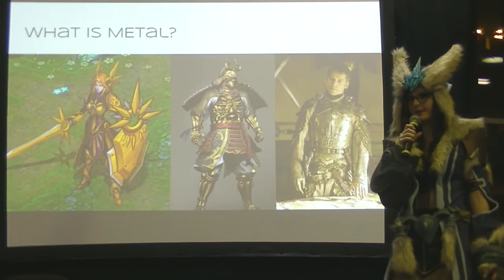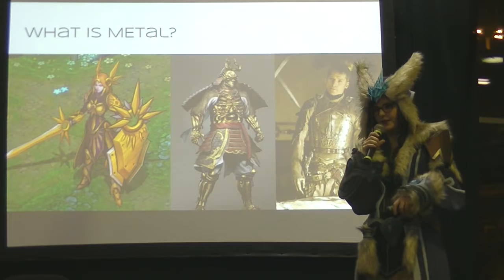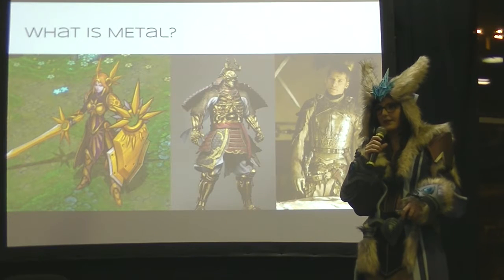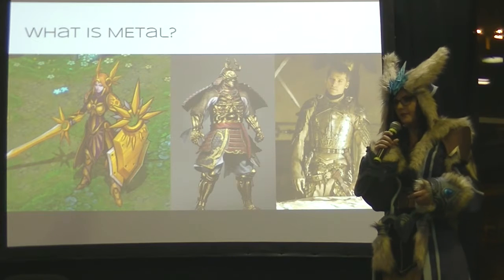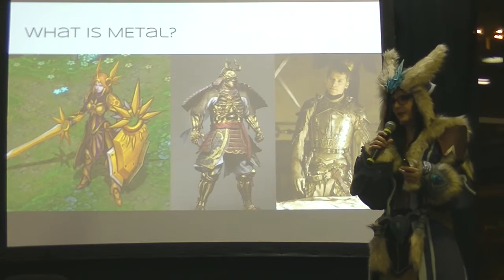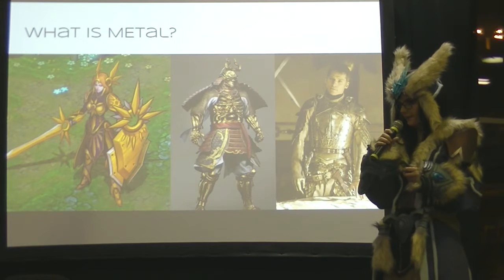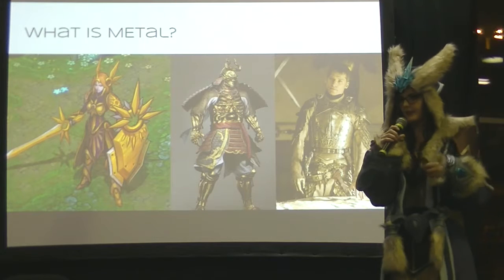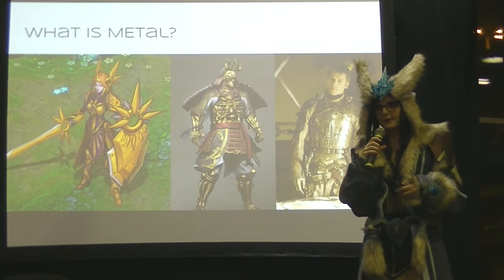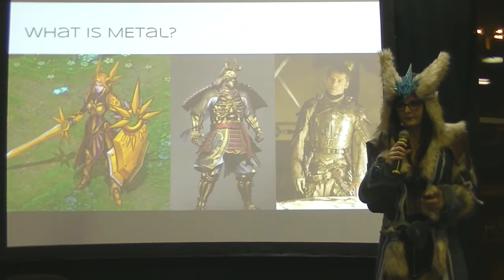And here are 3 different types of metal. For example, on the left, the metal in League of Legends, the gold, is just yellow with brown shadows, but it doesn't have anything reflective on it. On the middle, I think it is For Honor, a concept art, but I'm not sure. And on the right, you can see real metal armor, and it looks completely different than the golden armor on the left.